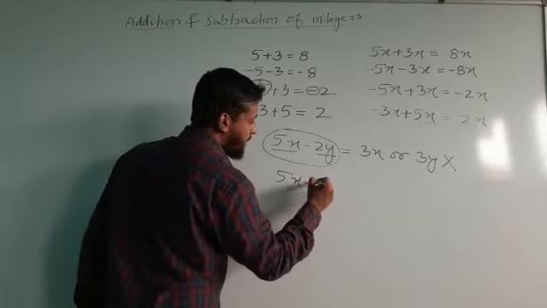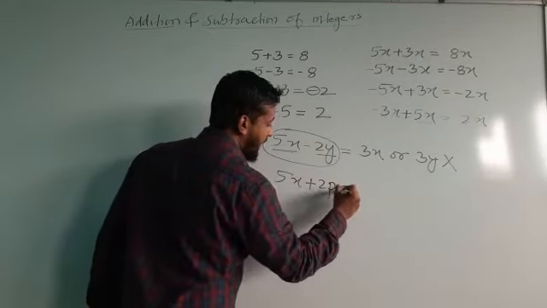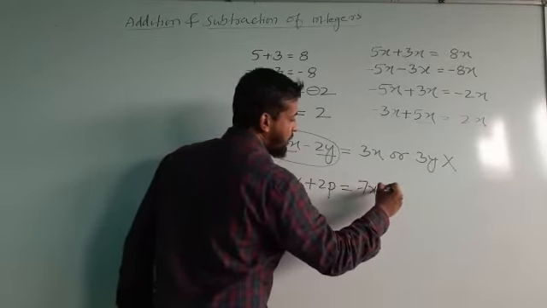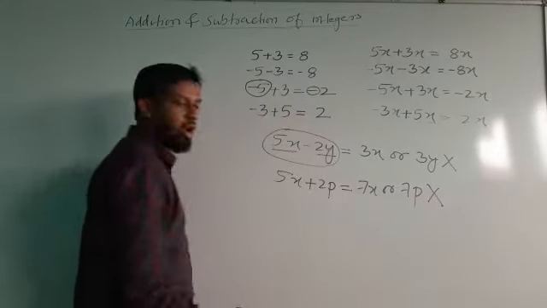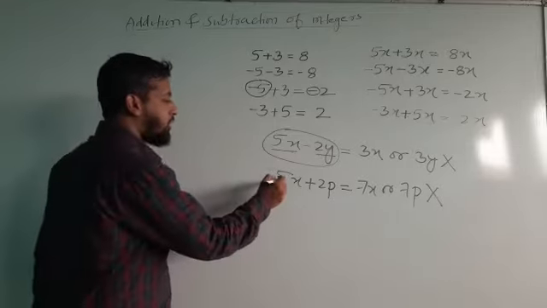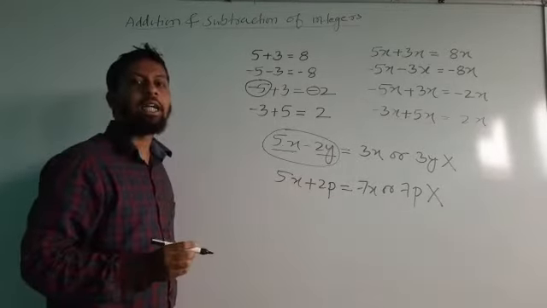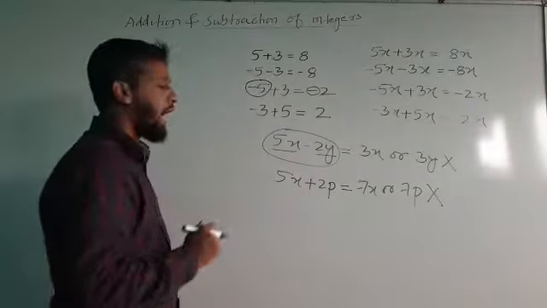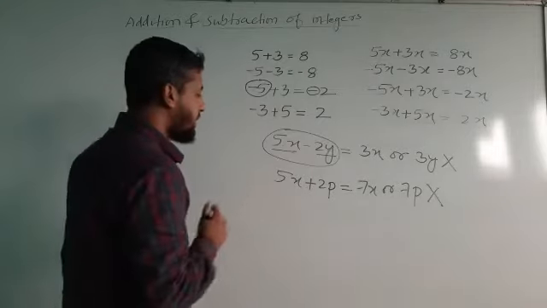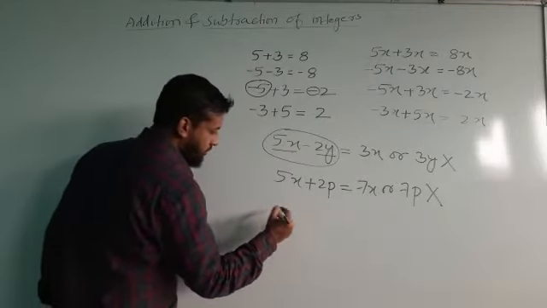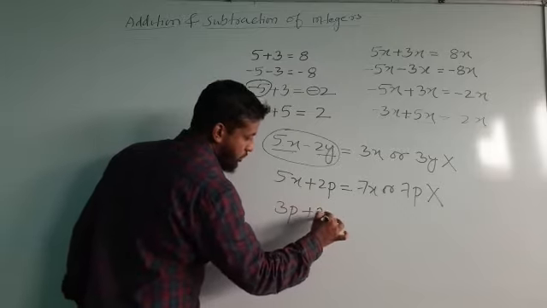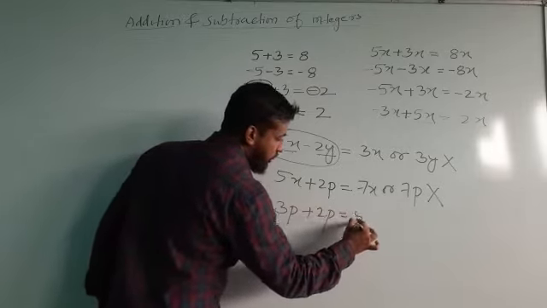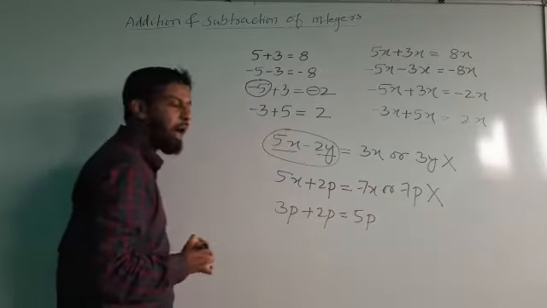Suppose 5x plus 2p cannot be 7x or 7p. It's wrong. We cannot add or subtract because they are unlike terms. Only like terms can be added, can be subtracted. One more example. Suppose 3p plus 2p. It will give you 5p.